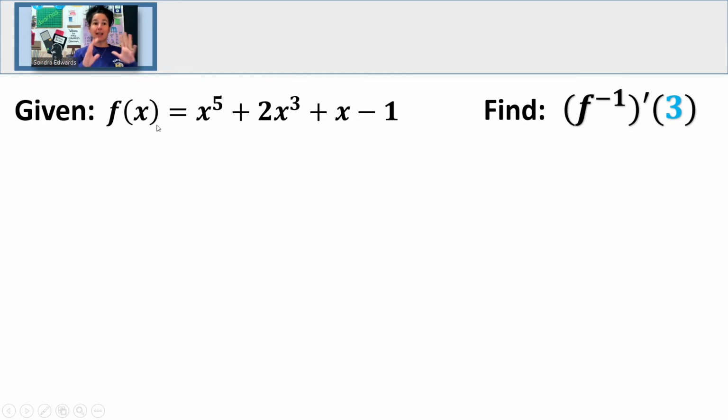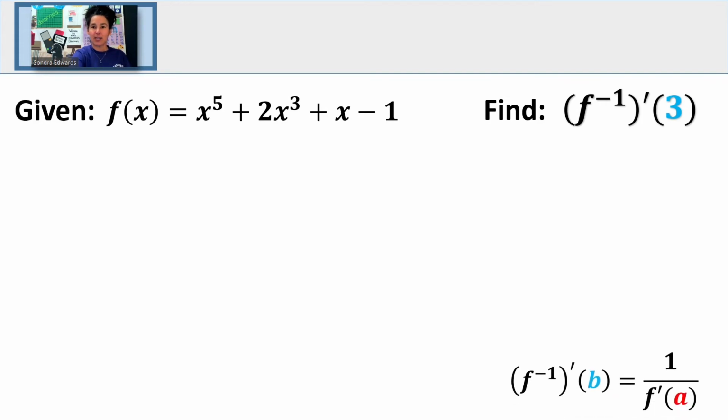f of x would become, that's the y, so it would turn into x. And each one of these x's, x to the 5th, 2x to the 3rd, etc., all of those x's would become y. We would have the equation x equals y to the fifth plus 2y to the third plus y minus 1. Now we need to solve for y, and if we could solve for y, that would be the inverse function. We can't solve. So this is why we need this theorem. We cannot find f inverse. If we could, we'd find it, take its derivative, and plug in 3.